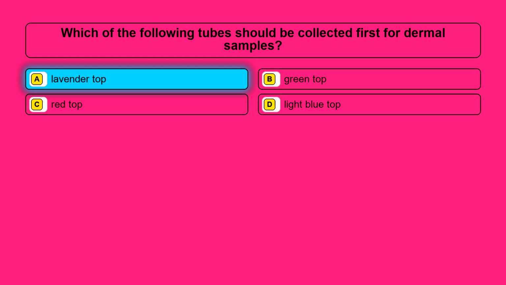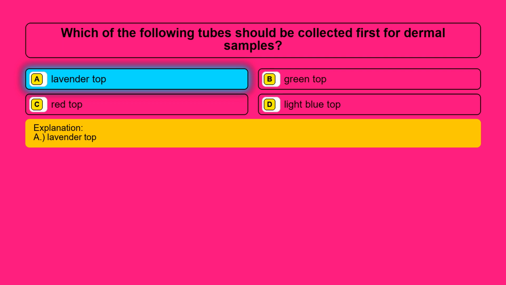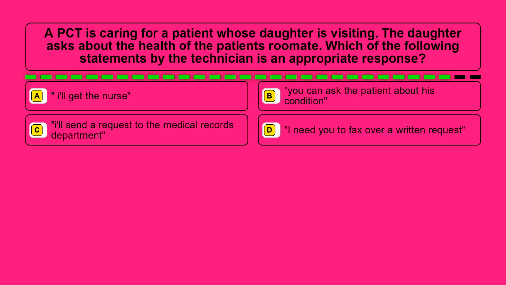The correct answer is option A, lavender top. Question 69. A PCT is caring for a patient whose daughter is visiting. The daughter asks about the health of the patient's roommate. Which of the following statements by the technician is an appropriate response?